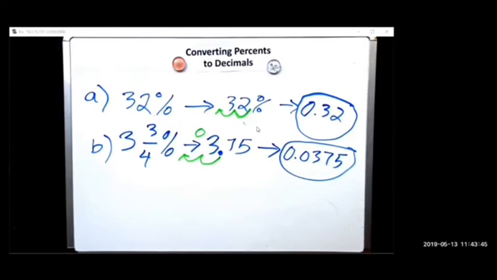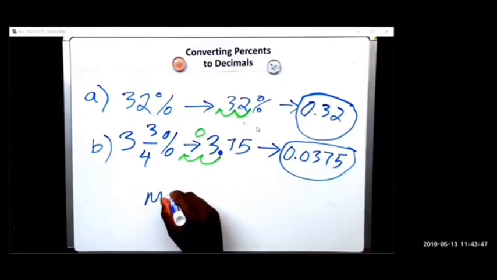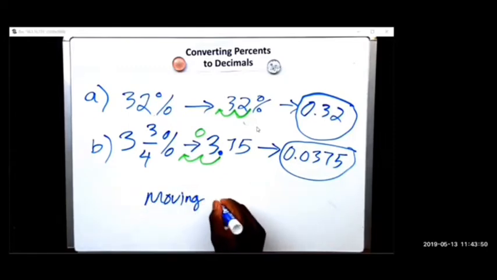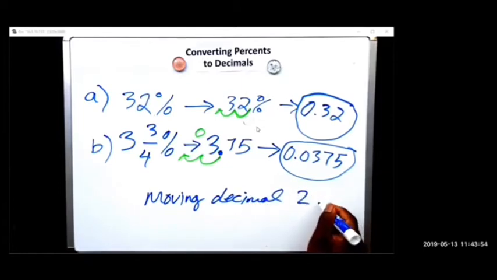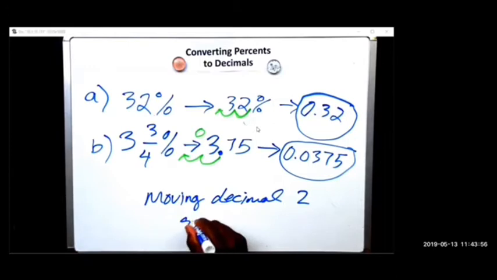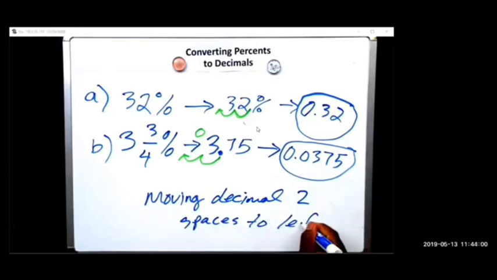So I'm just going to write here that you are moving the decimal 2 spaces to the left. So you might want to write that down. When you're converting from percent to a decimal, move that decimal 2 spaces to the left. That's a shortcut. All right.